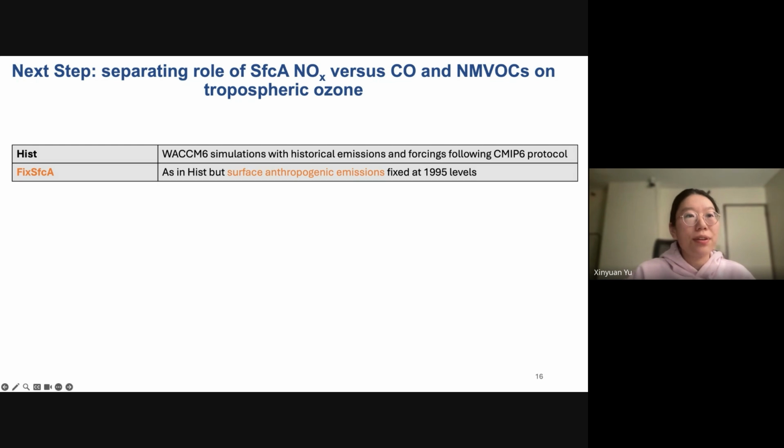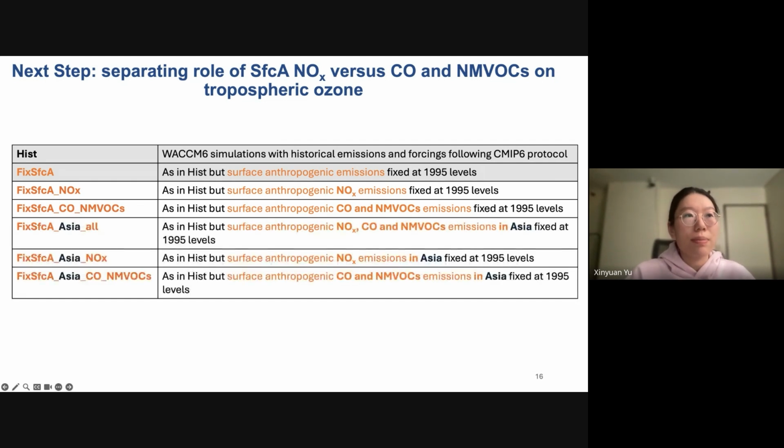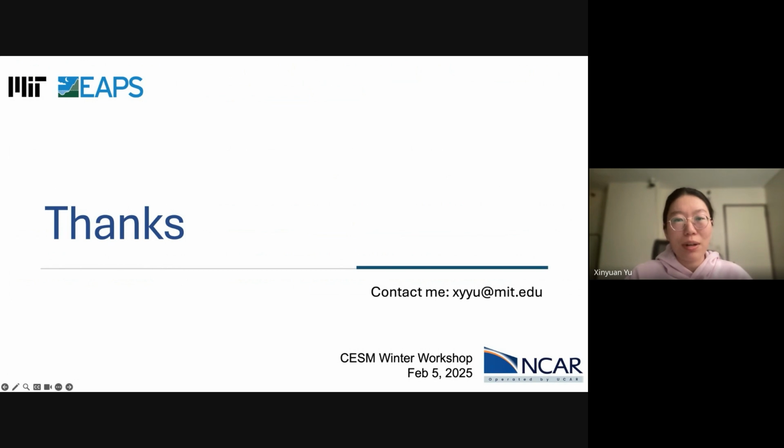In addition to the simulations that I mentioned previously, we add more sensitivity simulations by fixing NOx versus CO and non-methane VOCs at 1995 levels to dig into the contributions of different species. We also especially focus on Asia and fix the different precursor emissions in Asia to further dig into their contributions. Feel free to contact me if you are interested in our work.